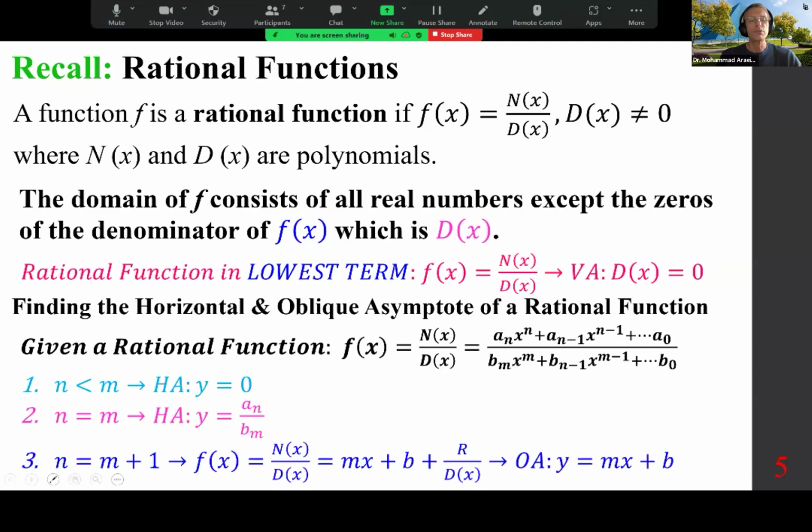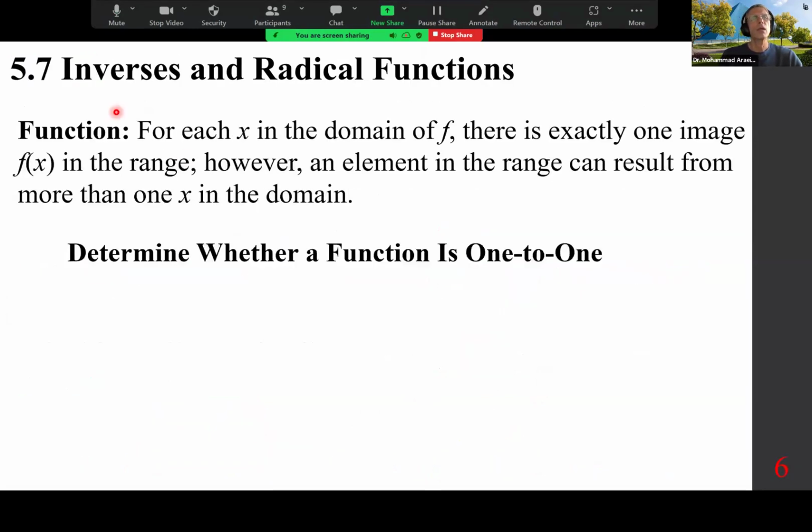If the difference is precisely 1, that means the degree of the numerator is larger than the degree of the denominator by precisely 1, then we do long division or synthetic division. It results in mx plus b and a remainder. y equals mx plus b is the oblique asymptote, also known as the slant asymptote. That's the synopsis of what we've covered. And now 5.7, inverses and radical functions.